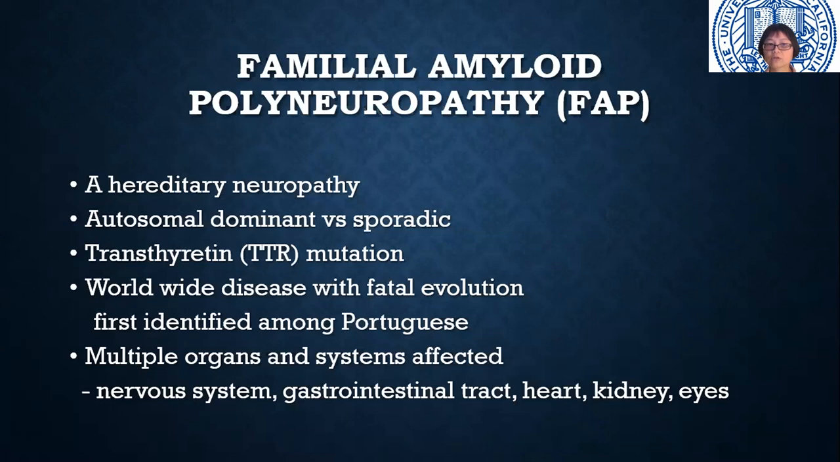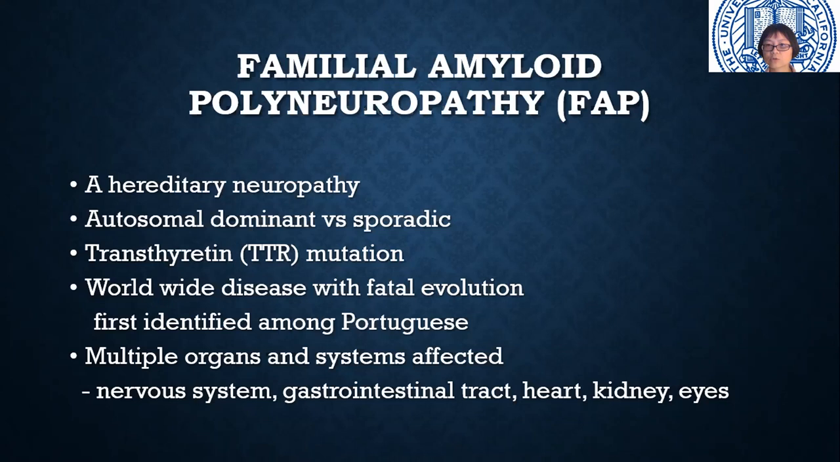It is caused by transthyretin TTR mutation. This is a worldwide disease. First, it was identified among Portuguese, and then we identified this special hereditary neuropathy in the United States, in other European or Asian countries, African Americans or African countries. So this disease will affect multiple organs in the systems, including nervous system, gastrointestinal tract, heart, kidney, and eyes. This is a rare disease.